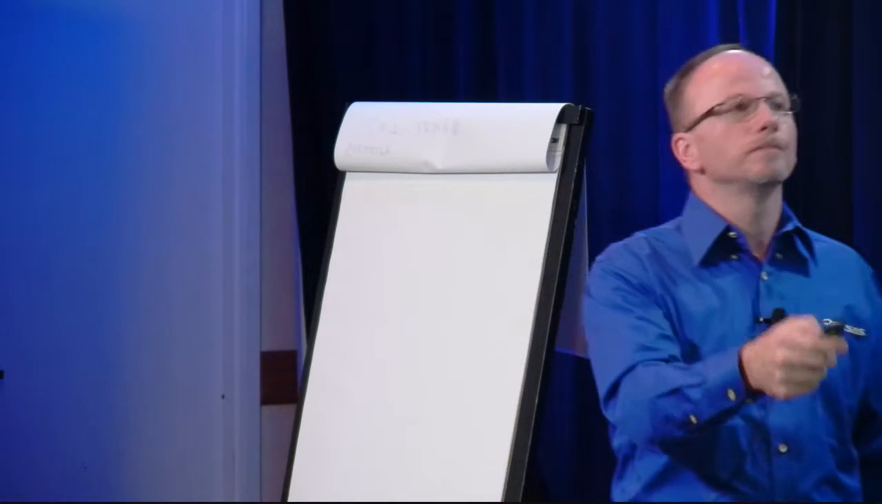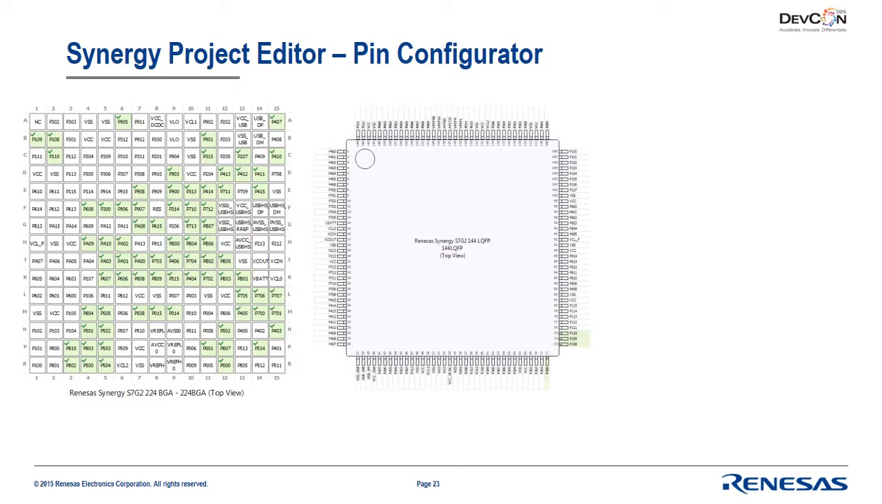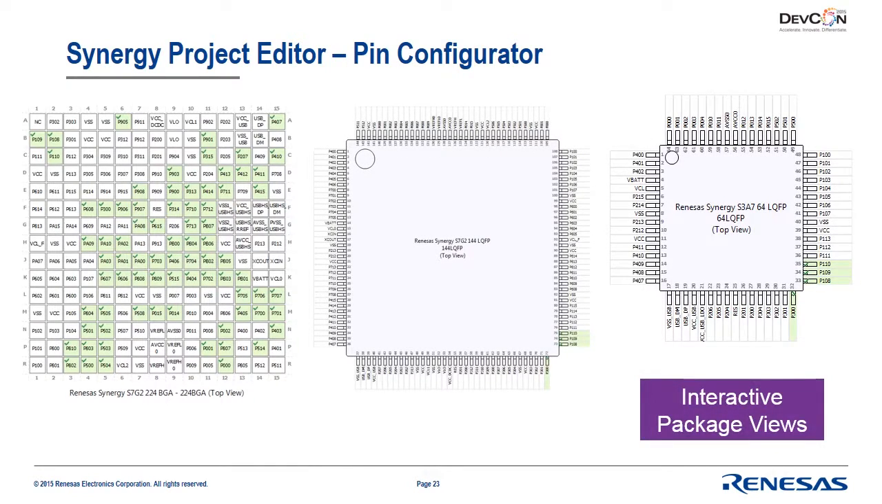And in this package view, this shows you a graphical representation of the package that this micro is in. This happens to be the 224-pin BGA, but depending on the package, it'll look different. Essentially, for the pins that you're assigning, you get a graphical representation in this package view. And it's actually interactive, because if you click on any of these pins, that brings the respective pin into focus here, and you could change it that way as well.